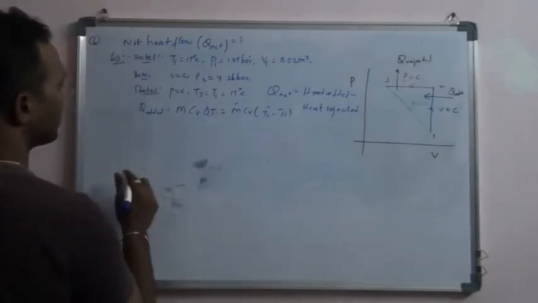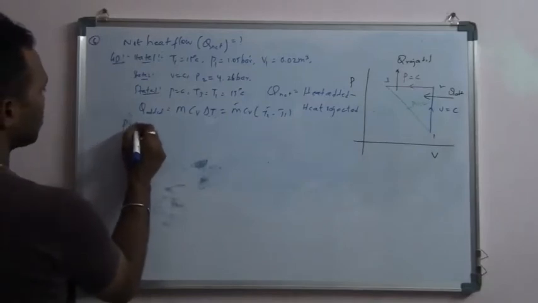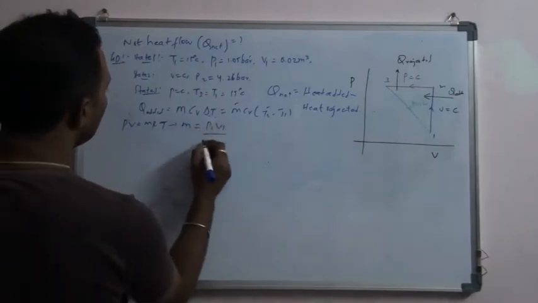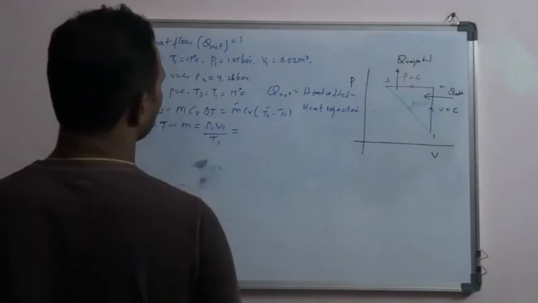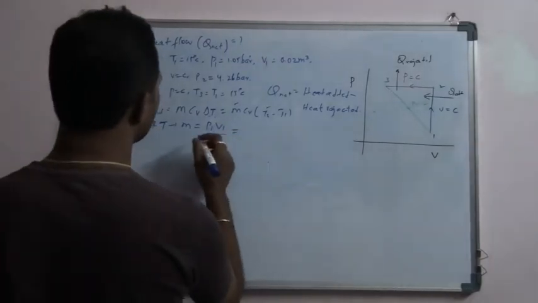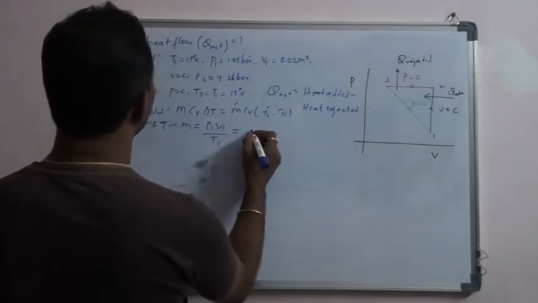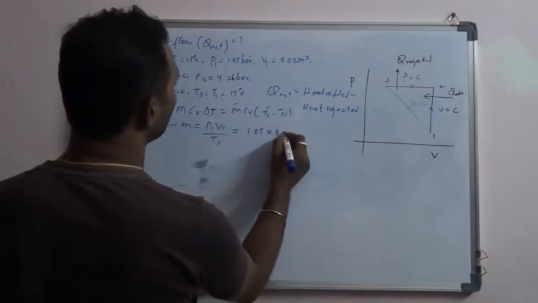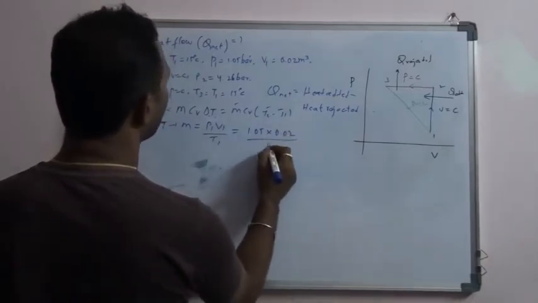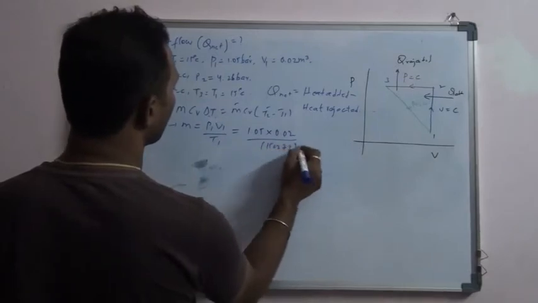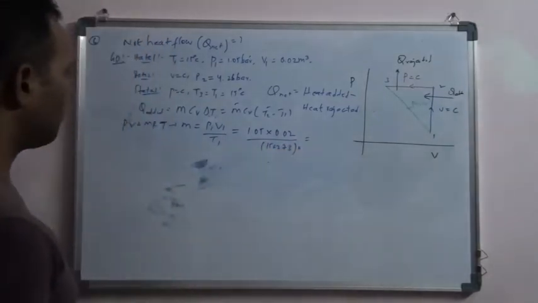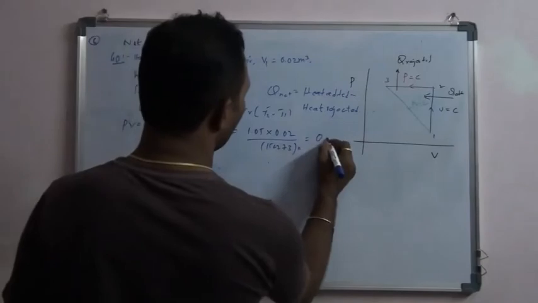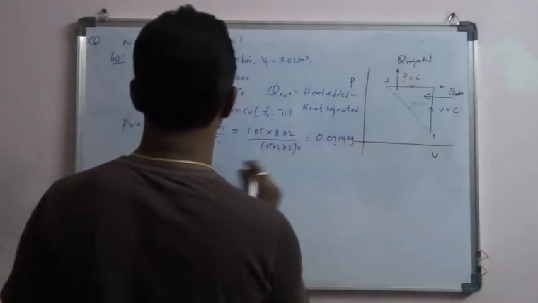How do you calculate m? As you know, PV is equal to mRT. So m is equal to P1 V1 by R T1. R is not given, so we are not going to consider it. So m is P1, which is 1.05, into V1, which is 0.02, divided by T1, which is 15 plus 273 Kelvin. From this I got the m value as 0.0254 kg.